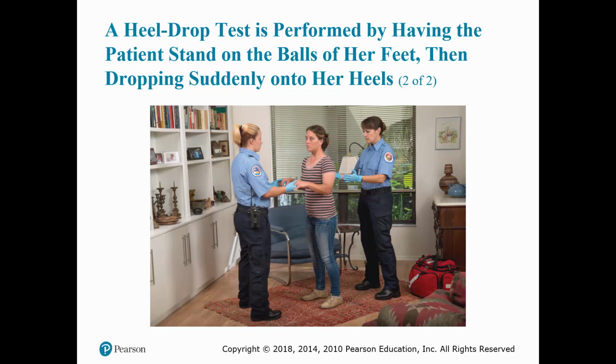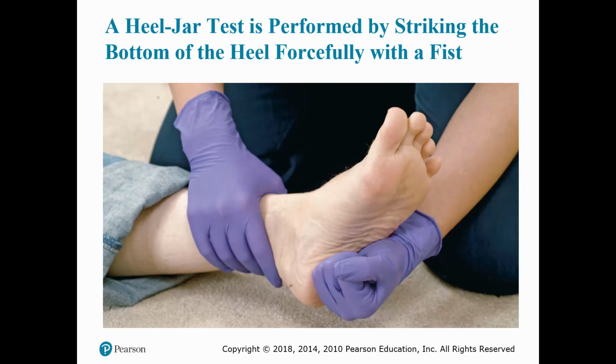The heel jar test is performed by striking the bottom of the heel forcefully with the fist. Perform a heel jar test if the patient is supine or unable to stand when you are assessing the lower extremities. You want to make a fist and strike the bottom of the heel forcefully enough to jar the abdomen. Don't tell the patient what you're testing for, and watch if they grimace or react in pain when you do this. This will give a good indication of peritonitis, and it's also a very good field test to check for appendicitis.